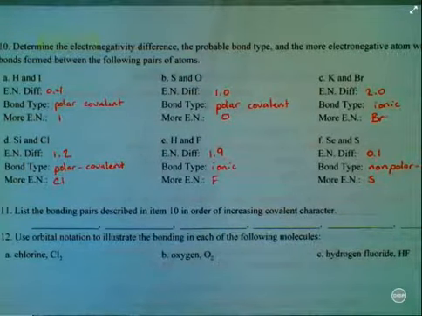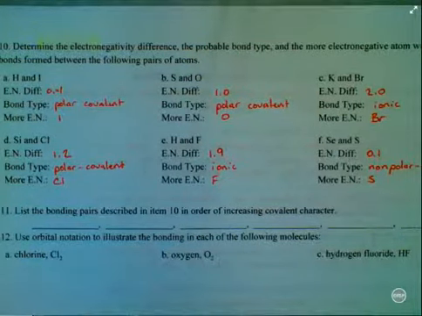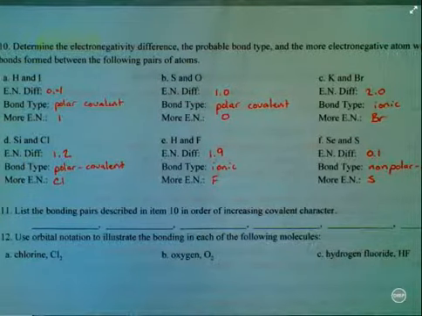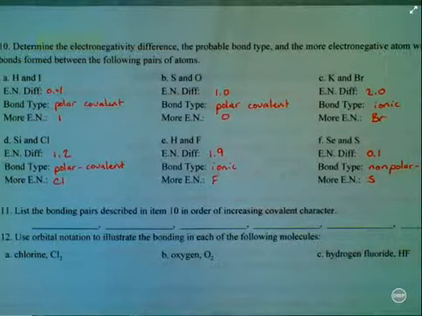In C, we have potassium and bromine with a fairly large electronegativity difference coming in at 2.0. That makes it an ionic bond. The more electronegative element is bromine. D, silicon and chlorine, electronegativity difference coming in at 1.2. That makes it polar covalent. The more electronegative atom is chlorine.